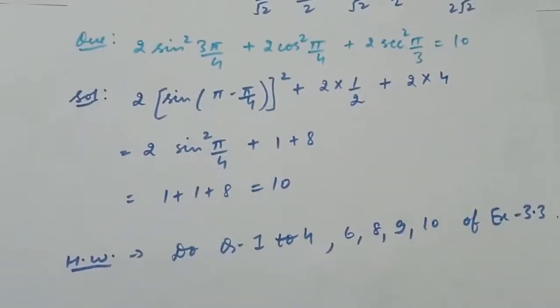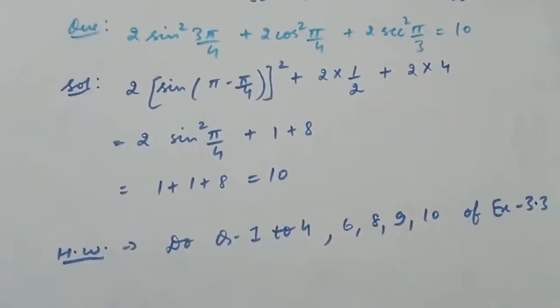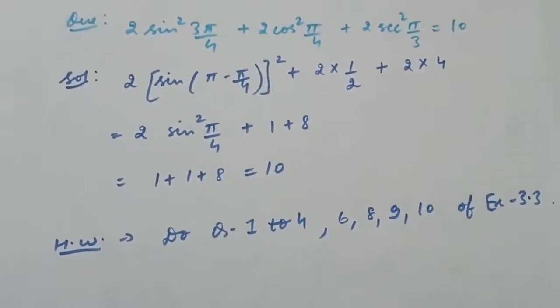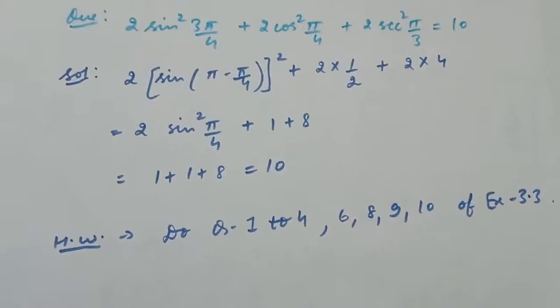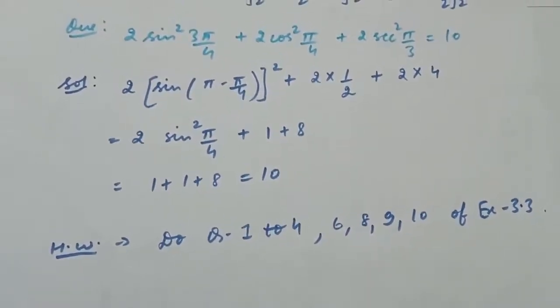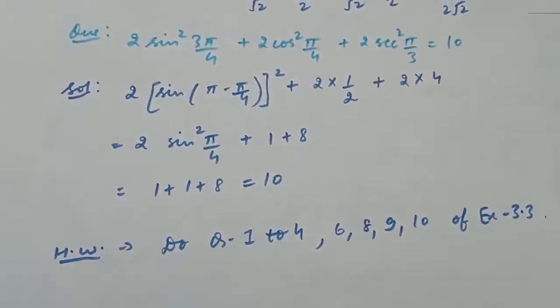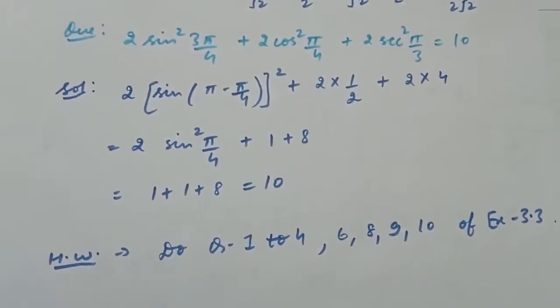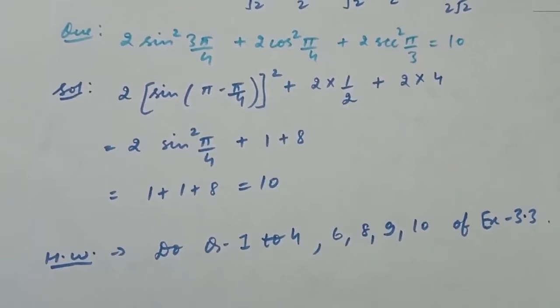So your today's homework is that you have to do questions 1 to 4, 6th, 8th, 9th and 10th of exercise 3.3. Okay. Also learn how to find the values of sine and cosine and all other trigonometric functions at different angles. Okay. Thank you.